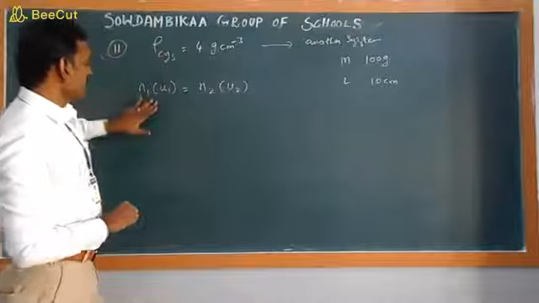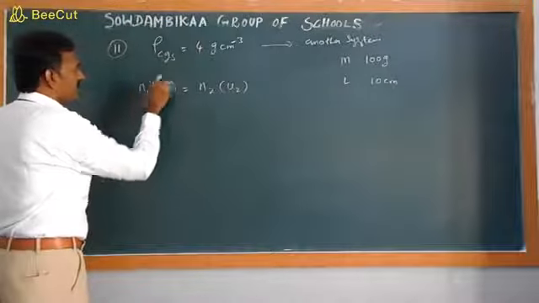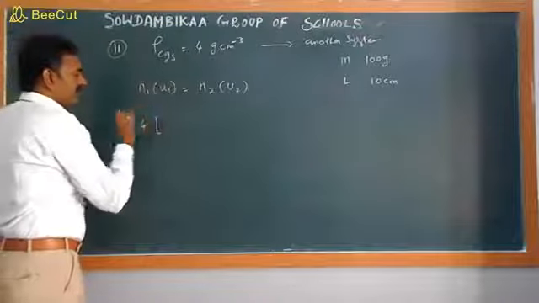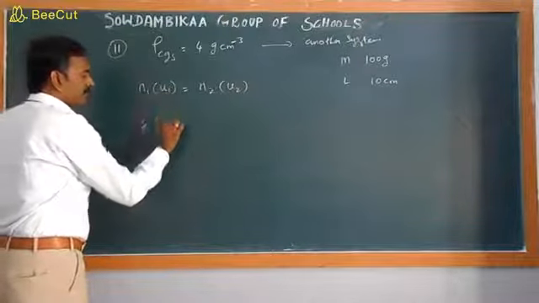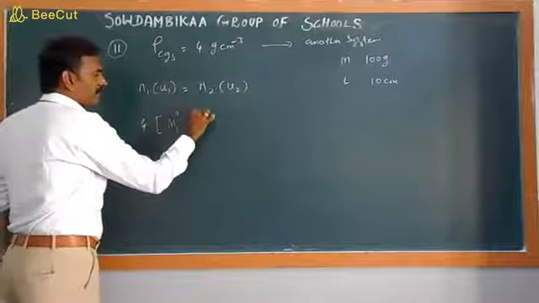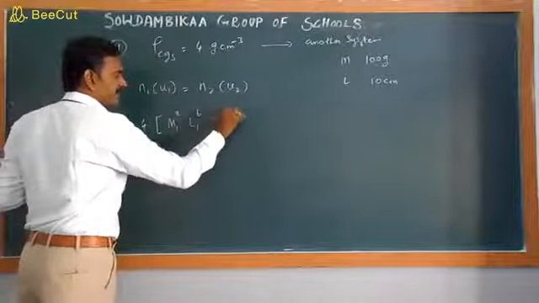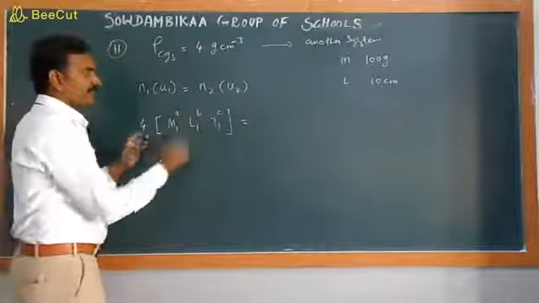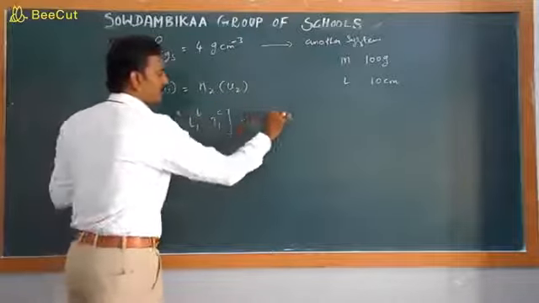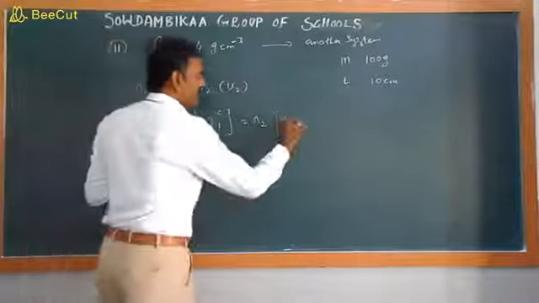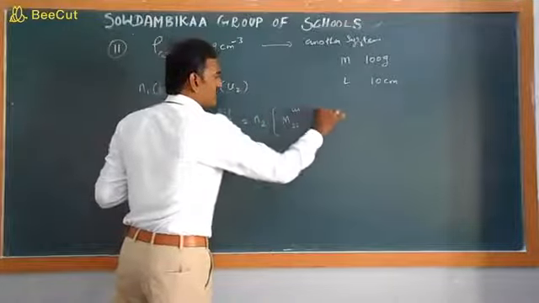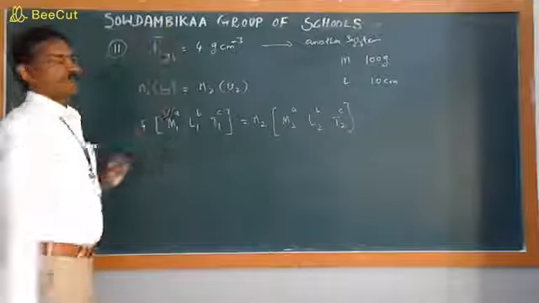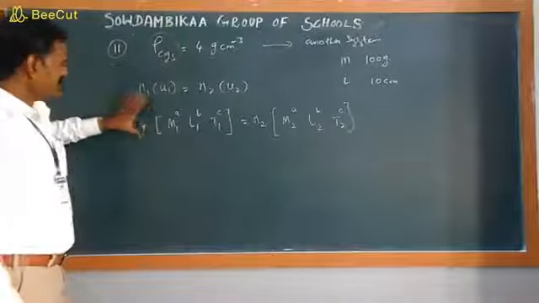Here in the CGS system, it may be written as N1, that value is 4. Then the corresponding unit is M1 power a, L1 power b and T1 power c. Here N2 is the unknown, we don't know this value. In this, the mass is taken as M2 power a, L2 power b and T2 power c. The quantity is density, and it is also in the CGS system.